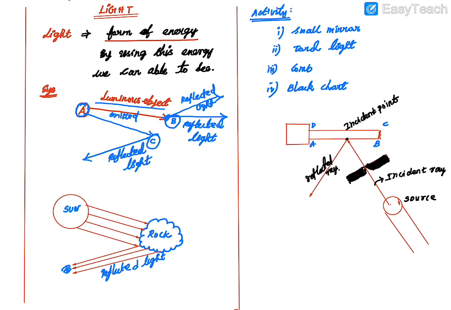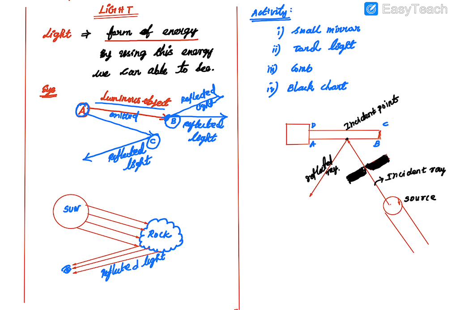So what is the incident ray? The incident ray is nothing but the ray from the source that goes and meets this point. After that point it will change the direction of light. Reflected ray means the ray that comes, changes the direction of light, and that ray is called the reflected ray.